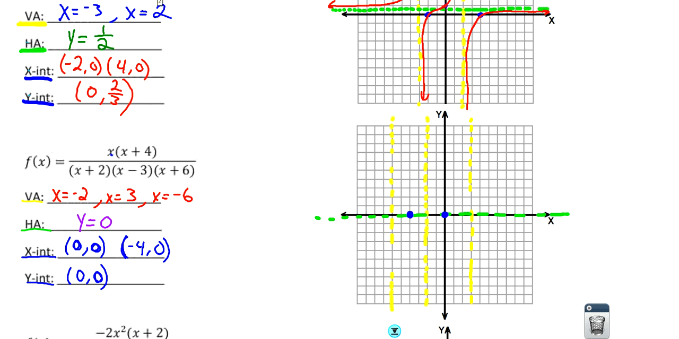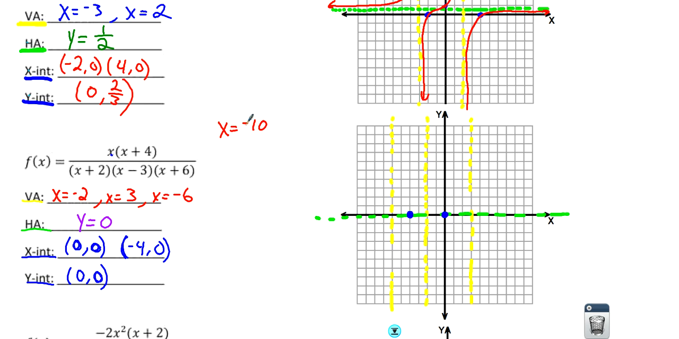So we have to figure out our behavior. Since this is on the x-axis, it's a little more problematic. Basically, I know that my function or my curve is either going to be all above the x-axis or all below. The only way to tell is by plugging in a point and seeing what happens. So I'm going to plug in -10 and create a sign chart.